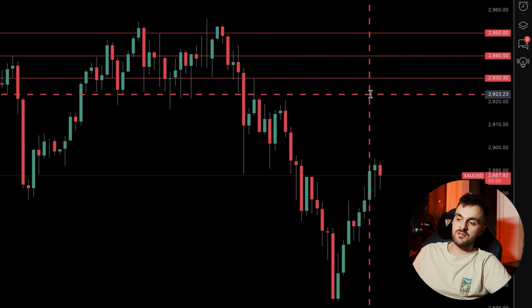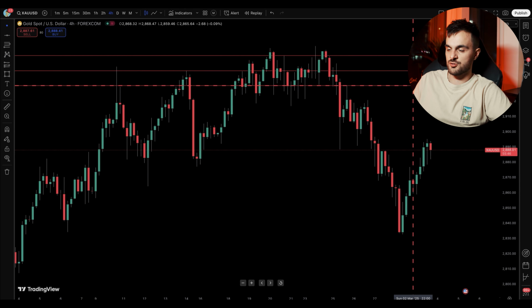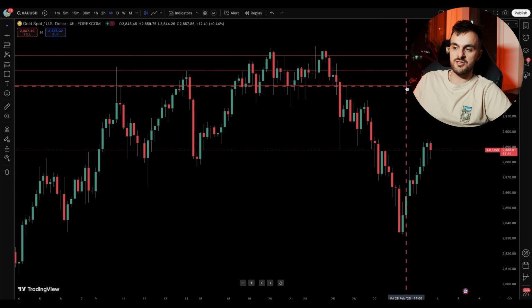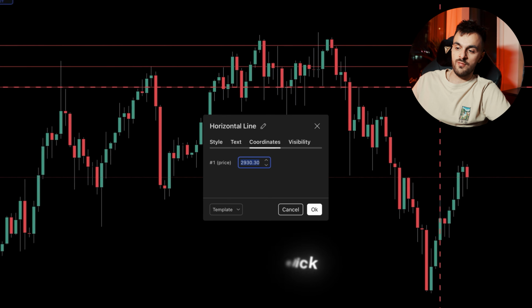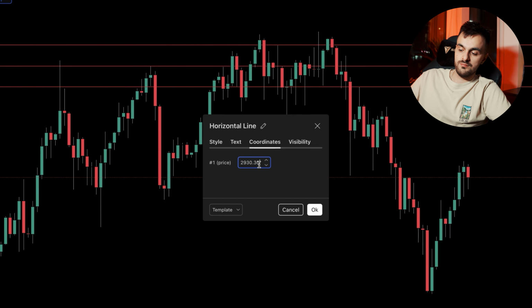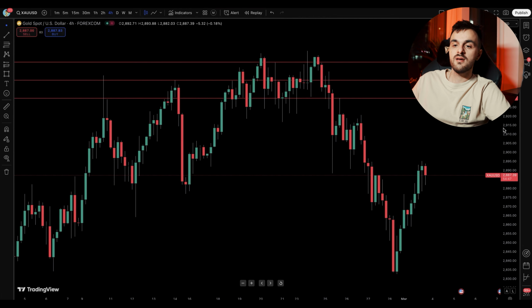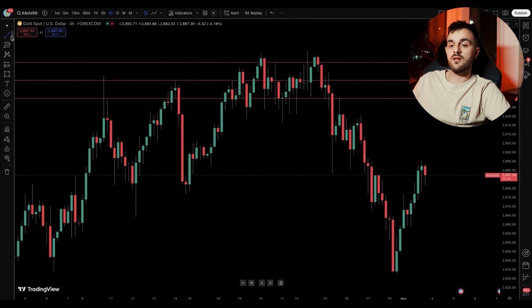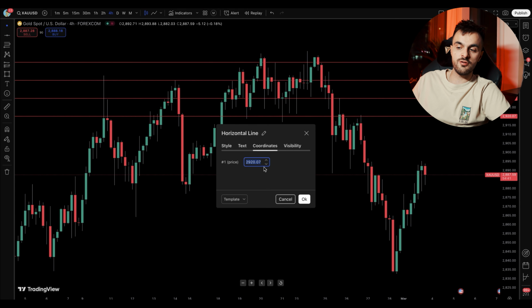Now, I'm gonna double click the line, or you can do it on your laptop with some buttons like Command or Control, I just double click, right? And go to coordinates right there. Boom. We're just gonna zero it. We're just gonna make it $10 equally. So each line is an equal distance of $10 apart from each other. And I'm just gonna go down the chart and continue the process.